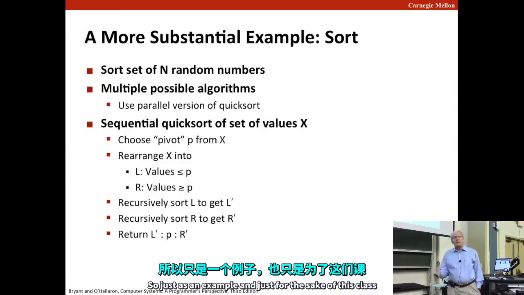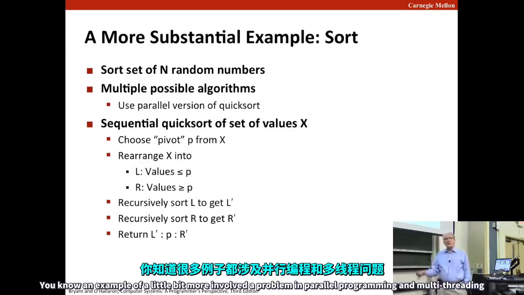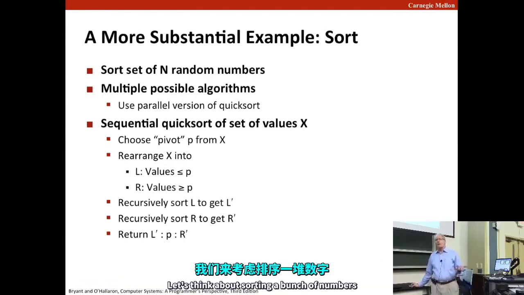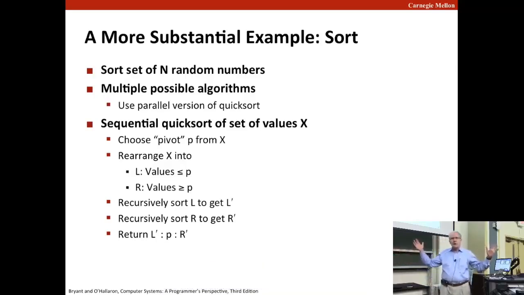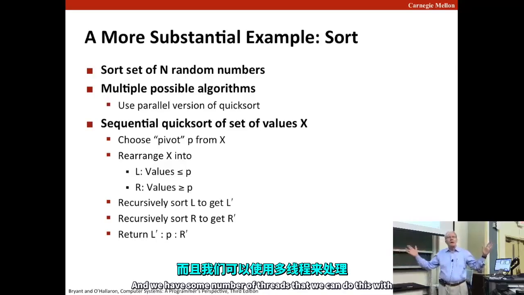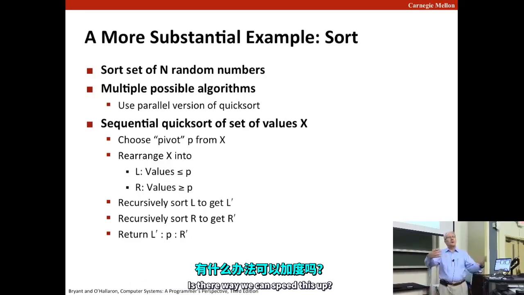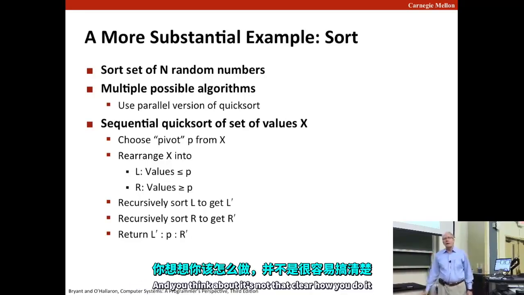So just as an example, for the sake of this class, an example of a little bit more involved problem in parallel programming and multi-threading, let's think about sorting a bunch of numbers. So we have n numbers, and we want to sort them. And we have some number of threads that we can do this with. Is there a way we can speed this up? And you think about it, it's not that clear how you would do it.